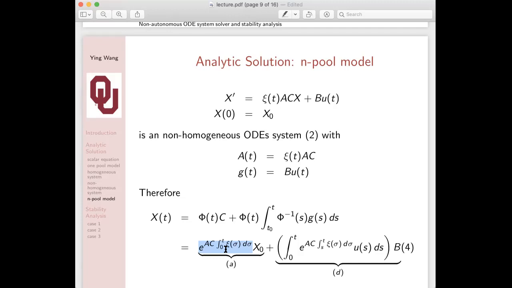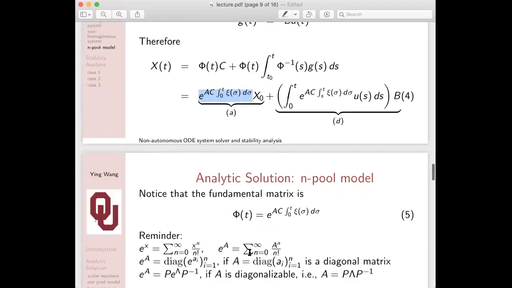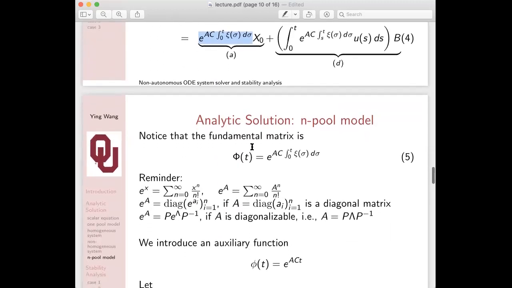So this is a matrix exponential function, but the exponent is a matrix. A times c is a matrix, and this integral is a scalar. Let me remind you what an exponential function is. For the scalar case, the exponential function is defined as this infinite series. For the matrix exponential, it's also defined in the same way. However, this definition is not very useful in the sense that it's not constructive. So for special cases, we do have a constructive way to calculate the matrix exponential.